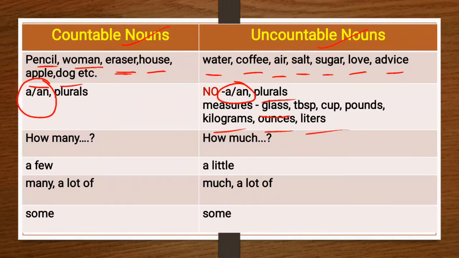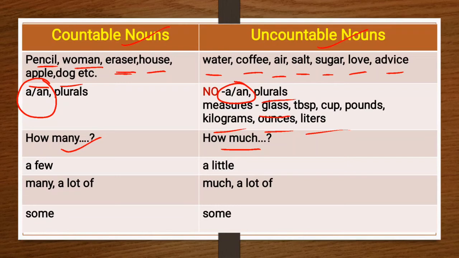Another thing which we need to know about countable and uncountable nouns is that we use the expression how many with countable nouns to ask a question, and the expression how much for uncountable nouns. For example, we will say how many pens do you have? We cannot say how much pens do you have. Similarly, we will use the expression how much. How much milk is there in the jug?